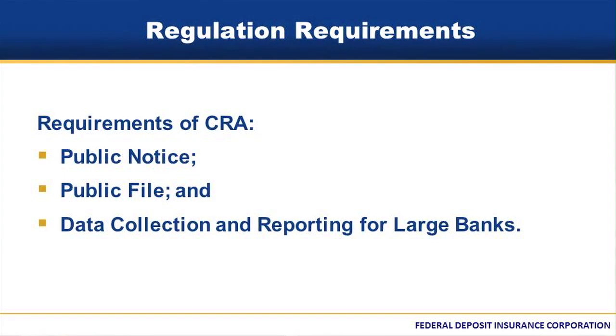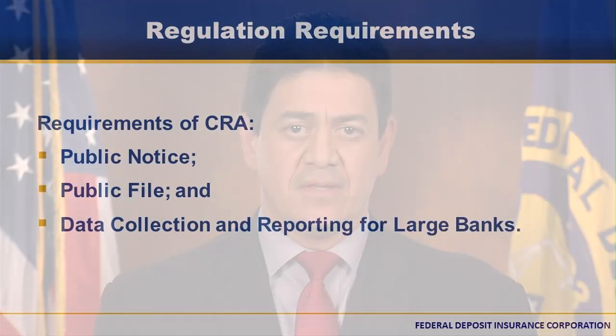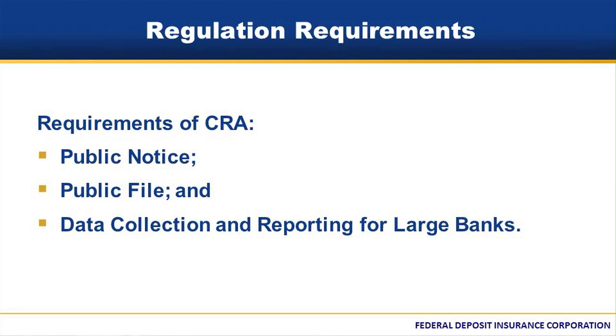There are three requirements associated with records, reporting, and disclosures. The first of these requirements is that your bank must place in the public lobby of your main office and each of your branches a public notice. This notice must state that the public is entitled to certain information about your bank's operations and your performance under the CRA. The second requirement is that your bank must maintain a file that is available for public viewing that includes certain information specified in the regulation.